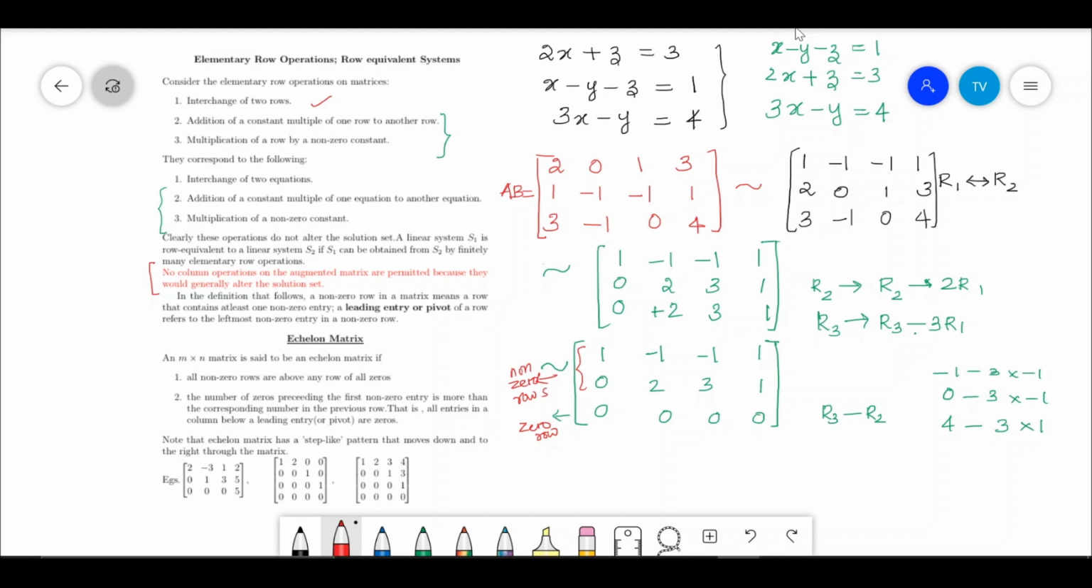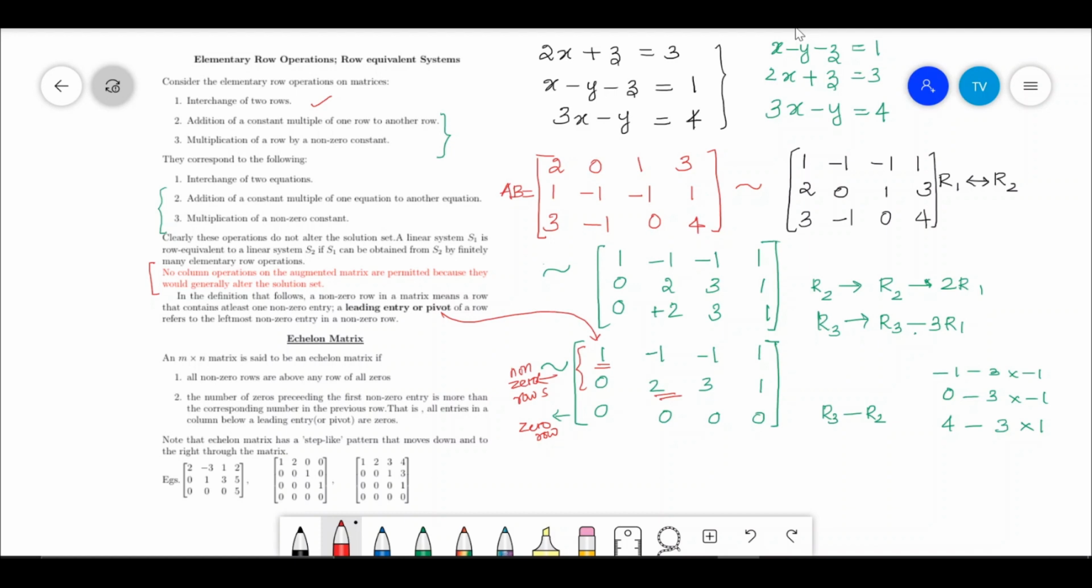A leading entry or a pivot of a row refers to the leftmost non-zero entry in a non-zero row. So consider the first non-zero row, the leftmost non-zero entry. So this one is the leftmost non-zero entry of the first row, and hence this is called a leading element or a pivot. Similarly, consider the second row. 2 is the leftmost non-zero entry, and therefore this 2 is also considered as a leading entry or a pivot.